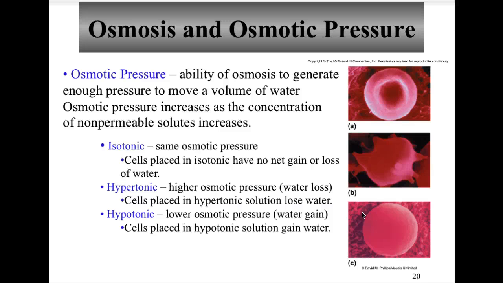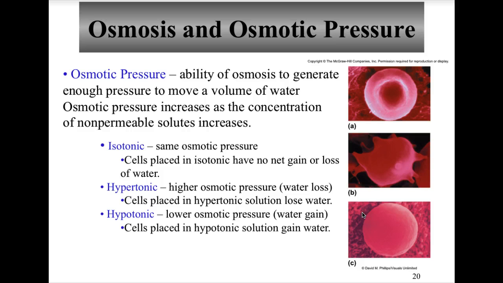Tonicity is the pressure that's going to be exerted on the cell membrane when cells are placed in those solutions. So they would be isotonic. Iso means same, so you have the same osmotic pressure on both sides of the cell membrane, and you're going to have no net gain or loss of water there. You're in an isotonic state.